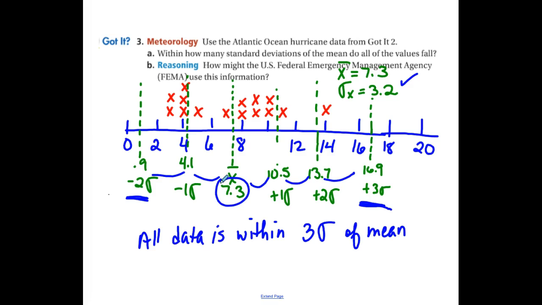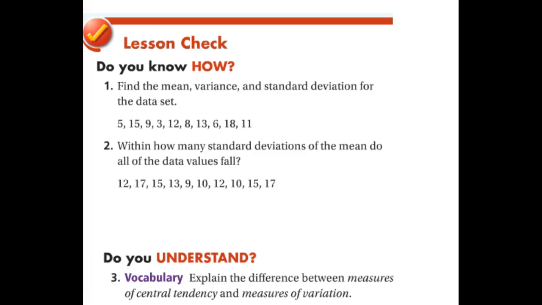All right. Going to do just a quick check. Find the mean, variance, and standard deviation for the data set. Do you know what to do for that? Could you enter that in a list and go to your one variable stats? Okay, we're going to skip question 1. I do want you to do question 2. Within how many standard deviations of the mean is all of that data? So take a minute, enter it in your list again, find your mean and standard deviation, and make your number plot.